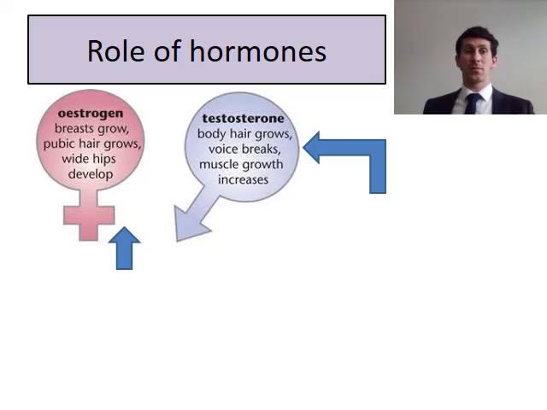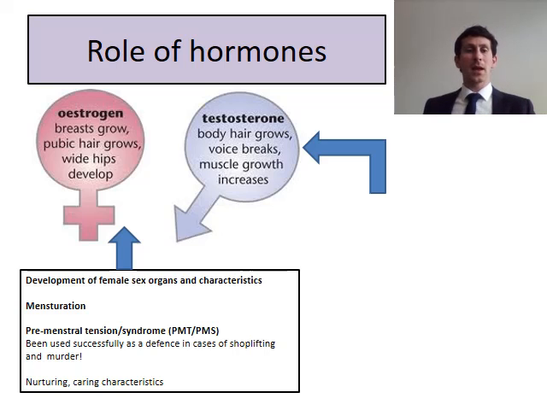So like it says on here, breasts growing, pubic hair growing, wide hips start to develop. And it's really responsible for female sex characteristics and the development of female sex organs. It's also the hormone that starts the menstruation process and is also the reason for premenstrual tension, so PMT, and when it gets really bad, premenstrual syndrome.